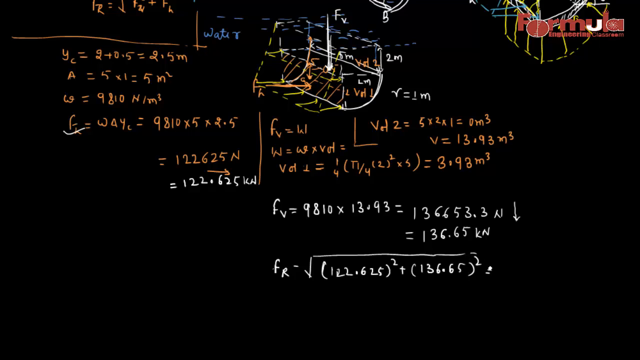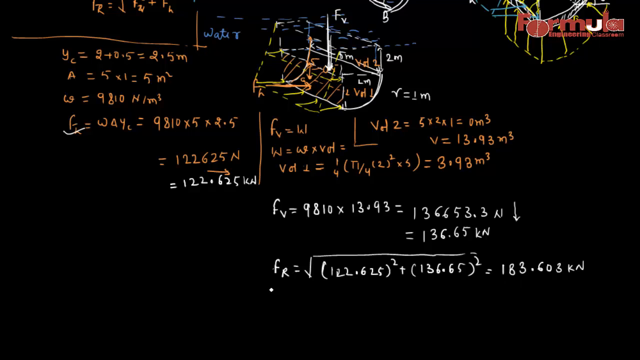So this value will be equal to, just a minute, the square root of 122.625 square plus 136.65 square. So this is 183.603 kilonewton. Okay, so this is our resultant force.